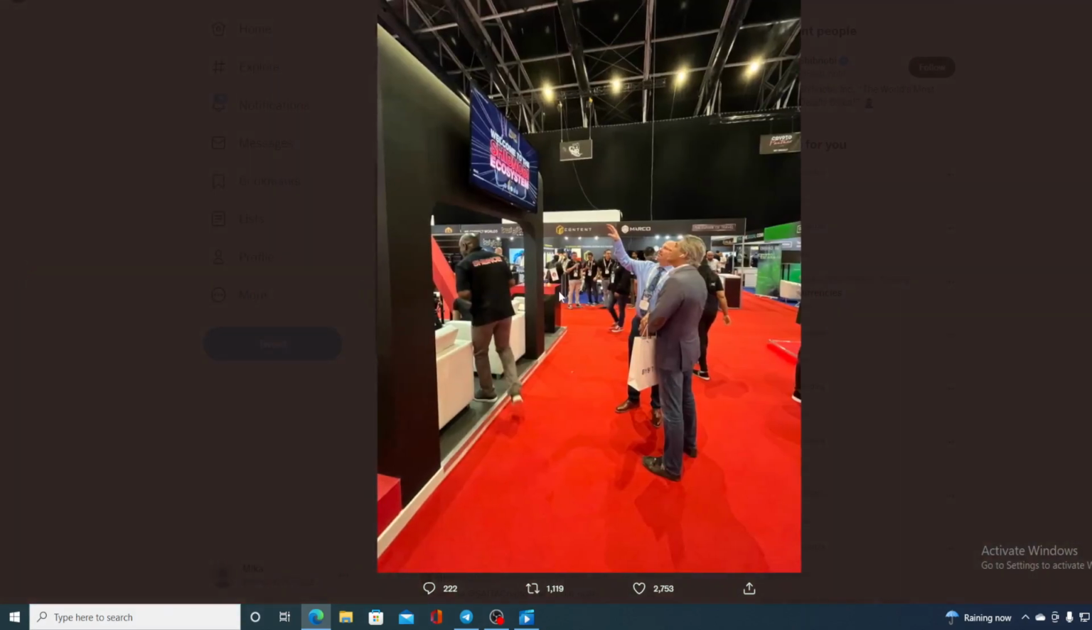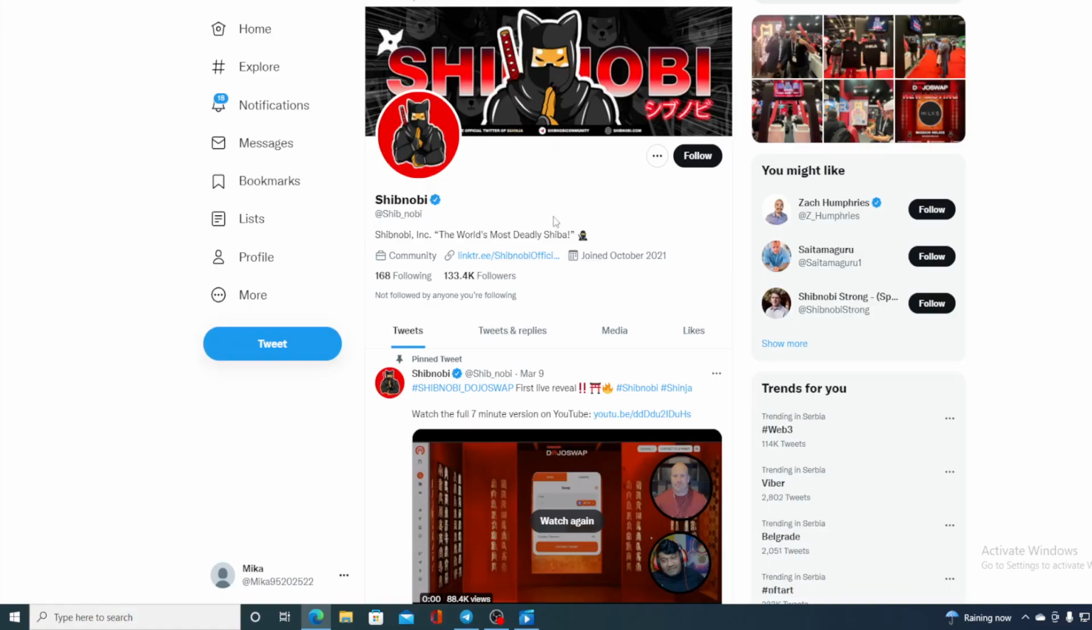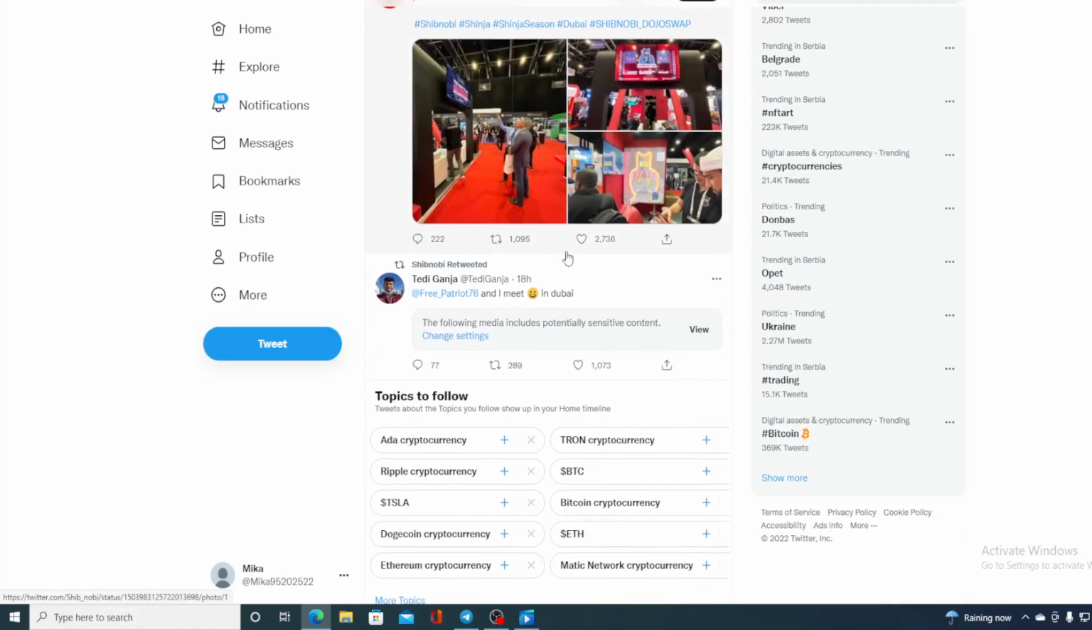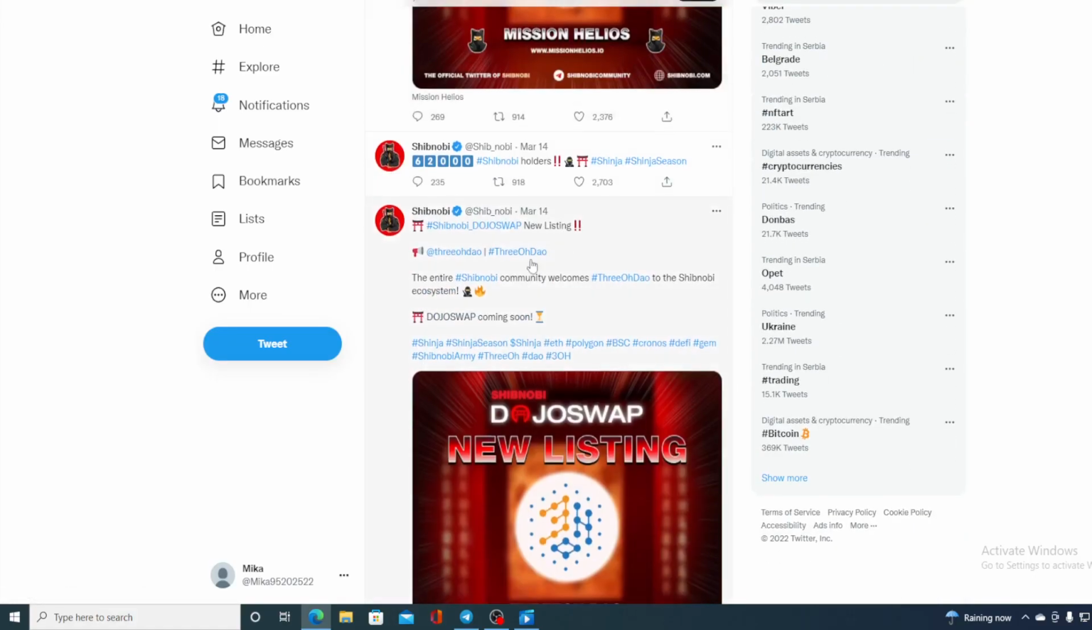Are you seeing this? Now, folks, let me remind you that in the last couple of weeks, the number of holders for Shibnobi has significantly increased. There was a tweet about that. I will try to find it. Here it is. 62,000 holders increased, guys, in only the last couple of weeks. This is a huge deal for such a young cryptocurrency. As I said, this tells us that this token has a very bright future ahead of it.